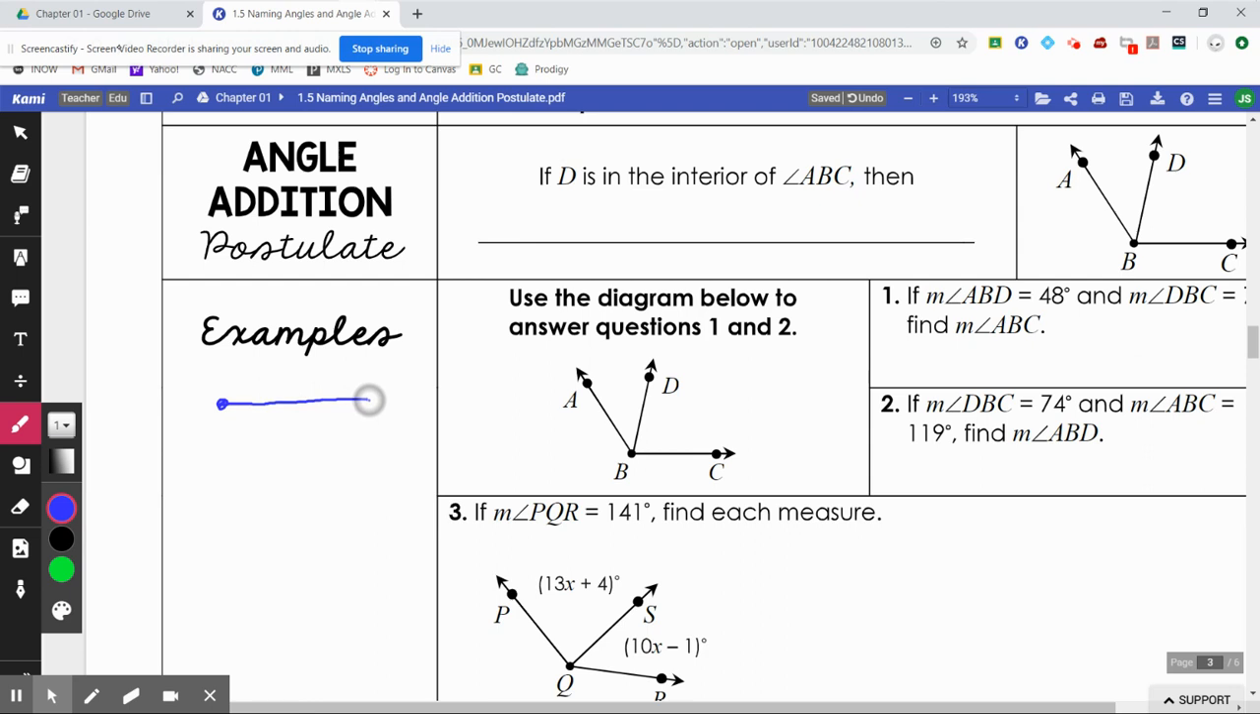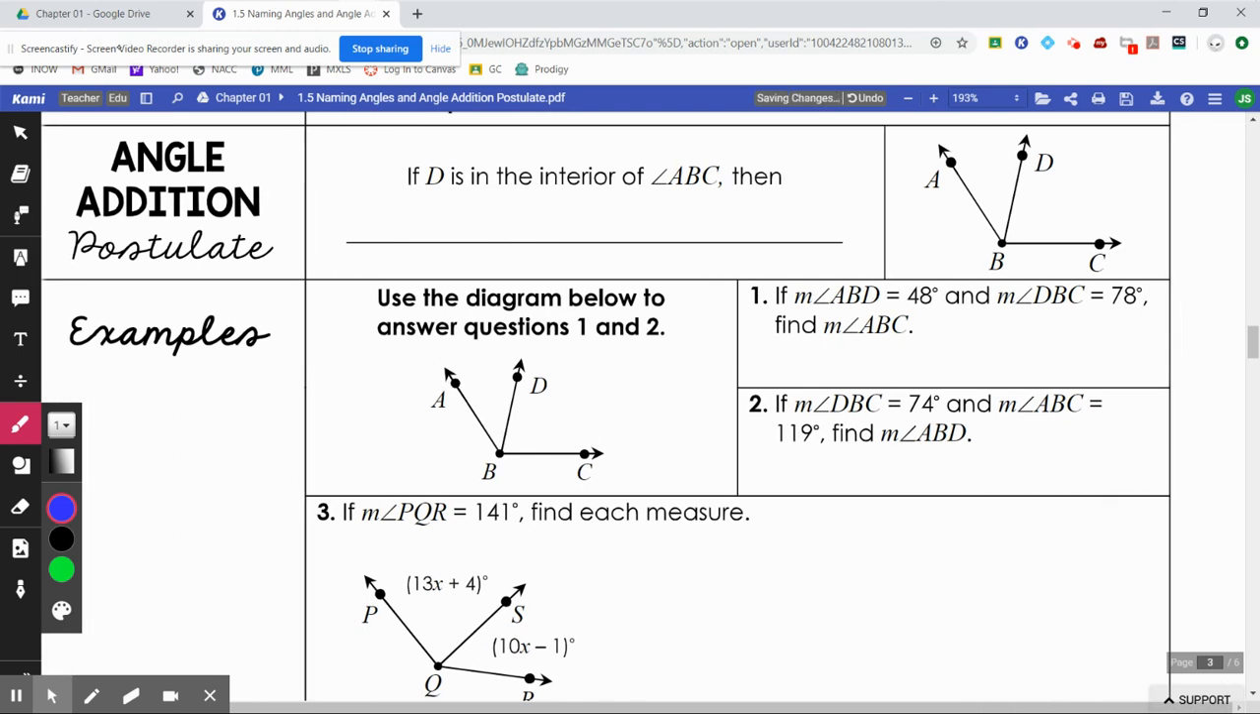The segment addition postulate says if the distance from here to here is 3, and the distance from here to here is 4, then the whole distance would be 7. You just add the two together. The angle addition postulate works the same way. It says if this point D is in the interior of this angle. Now, what does that mean? It's the same as with the segment addition postulate, when this point is between these other two points. It's kind of saying the same thing.